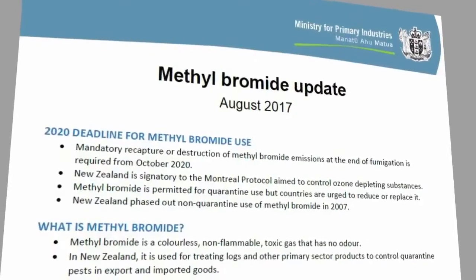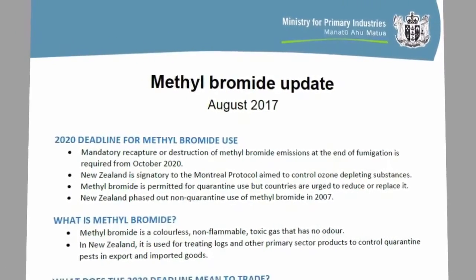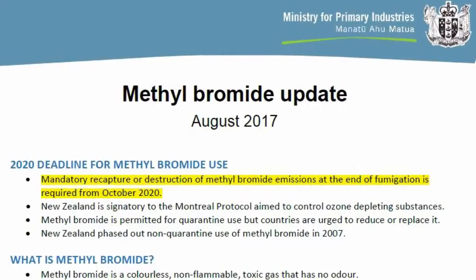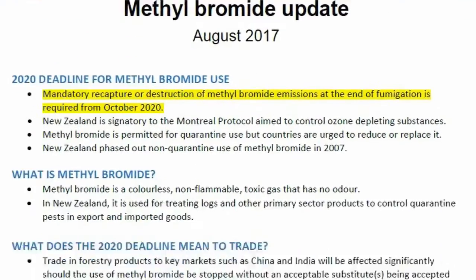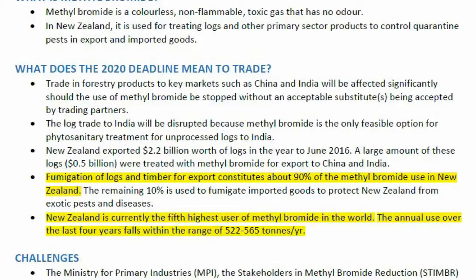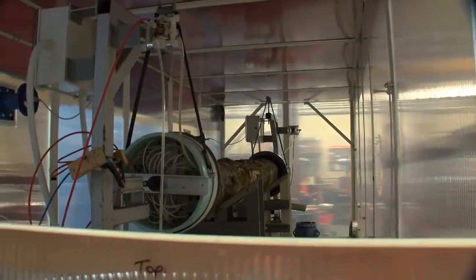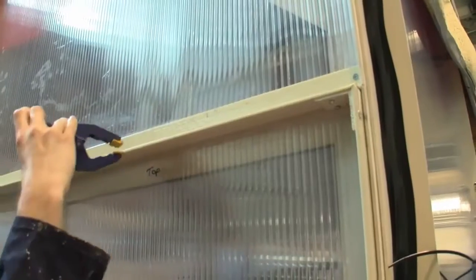One of the current treatment methods is based on methyl bromide fumigation. The chemical is an ozone-depleting agent. At the current time, an alternative, non-chemical method is in high demand. Our research proposes to treat export logs using the Joule heating effect.